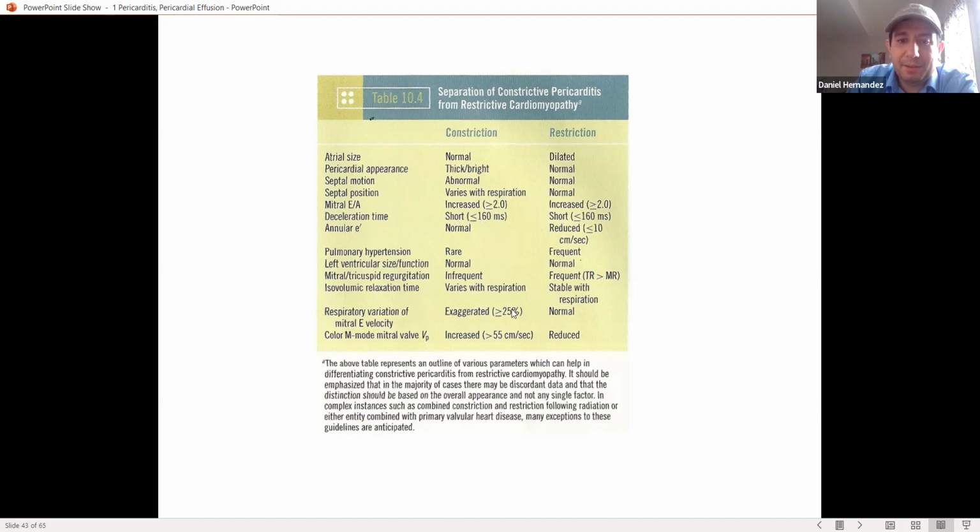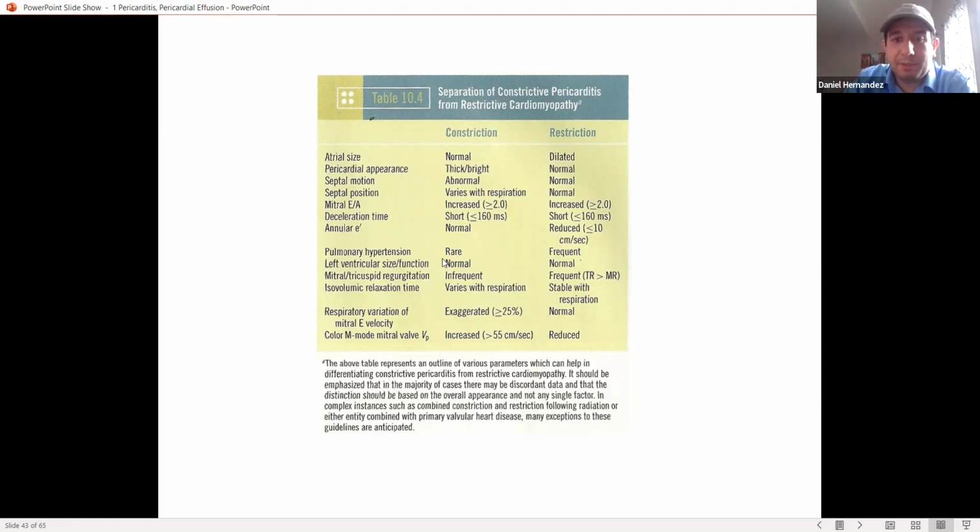Where the differences come in is with our tissue Doppler. Our annular velocity, so the movement of that tissue, that mitral annulus, during diastole is going to be normal for constrictive pericarditis, and it's reduced in patients that have restrictive cardiomyopathy.